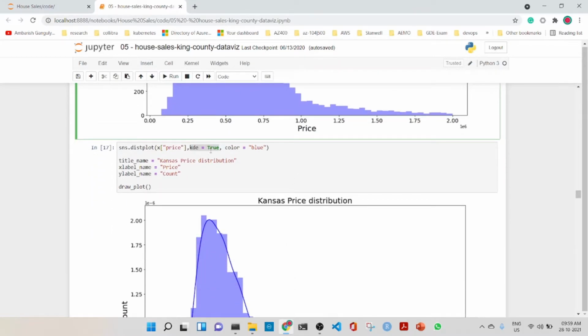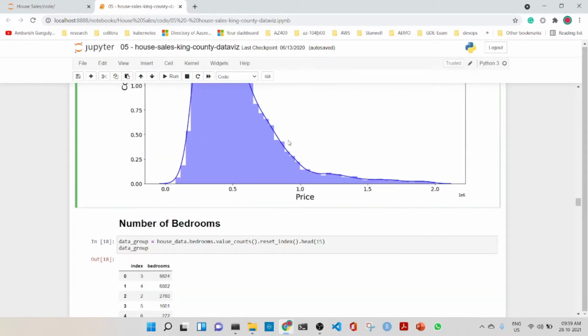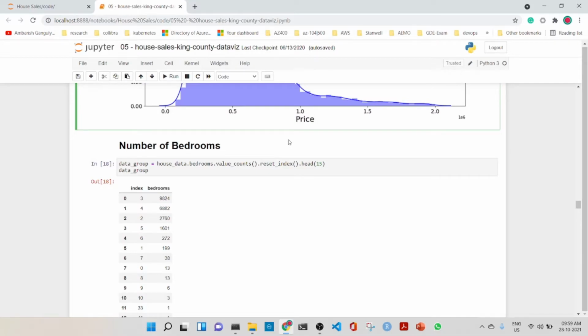Here the only change is that KD equal to 2, the kernel density estimation, and therefore we get this line out here. And we are also using the plot here. Now the next one is that we want to find the houses with a definite number of bedrooms.